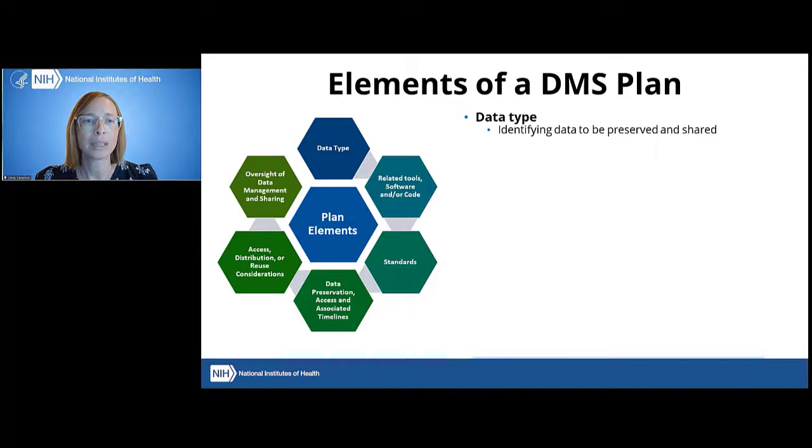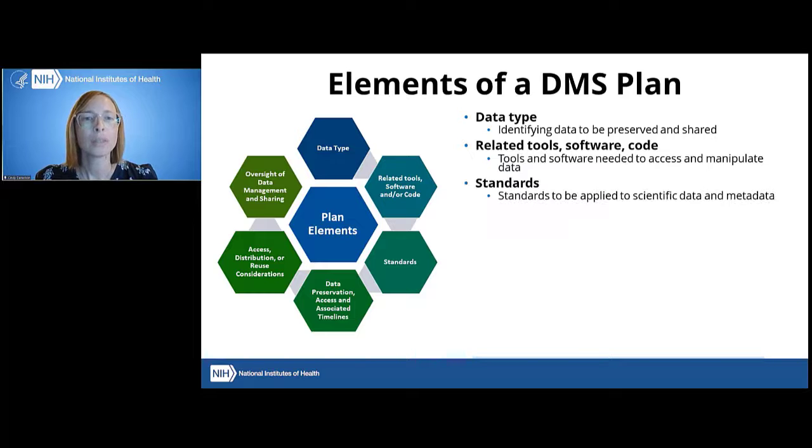This will not include all data generated, but should focus on the scientific data underlying the proposed research findings. As Taunton mentioned, what exactly those data are will vary by project, so researchers will need to define this individually based on the research proposal. Next, related tools, software, and code. You should indicate what tools or software will be needed to access and manipulate your data.